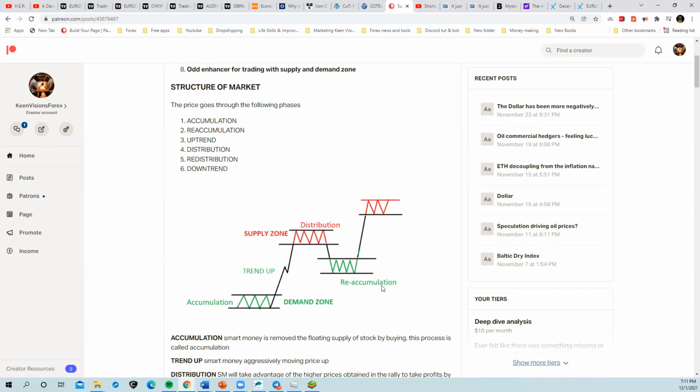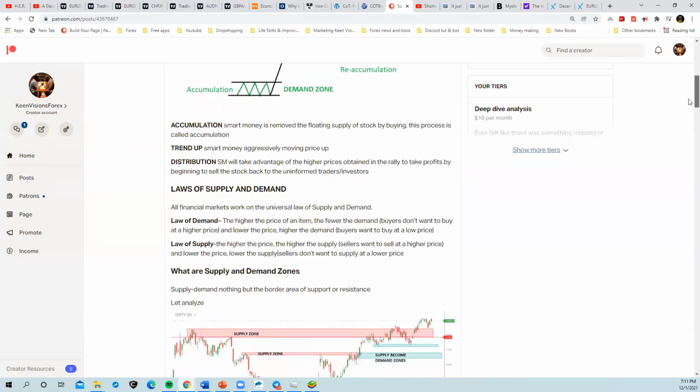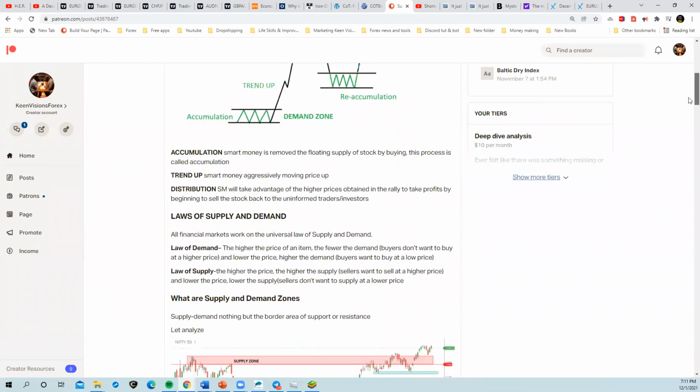We reaccumulate. You may also notice some patterns that have come into play, things like a triple bottom there, a W formation. We shoot back up, off to the races. So that's a little example, a little diagram for you guys. I'll post all this into the group.